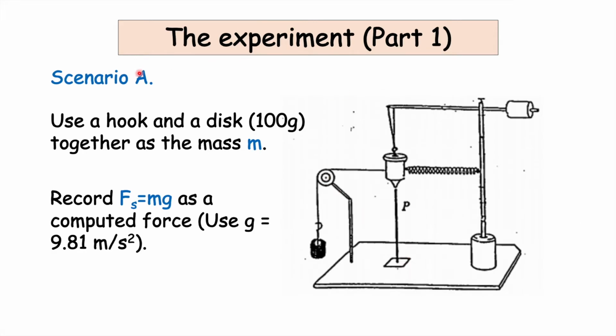Part 1. In scenario A, we use a hook and a disc together as the mass with lowercase m right here, and record the gravitational force, which is mg, as the computed force. Use the acceleration due to gravity equal to 9.81 meters per square second.